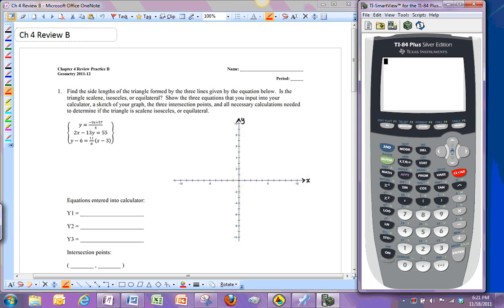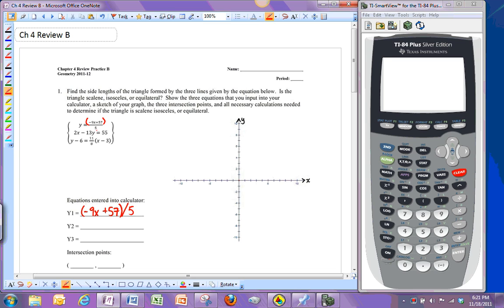Okay. So in this one, we've got these 3 equations, and we got to get them calculator ready so we can graph them. Now the first one is pretty much already set to go, except when I type it in, the numerator needs to be all in parentheses. Otherwise, the calculator is only going to divide the 57 by 5. So I got to type in negative 9x plus 57, all in parentheses, divided by 5.